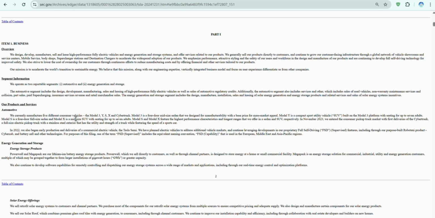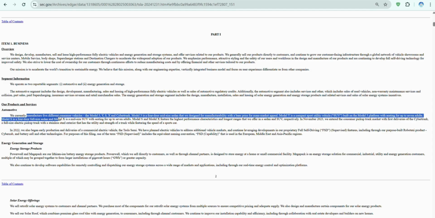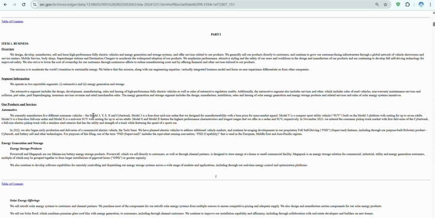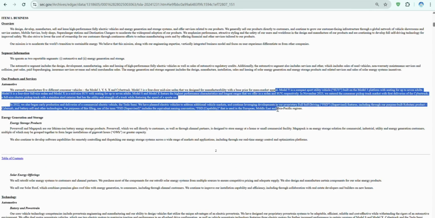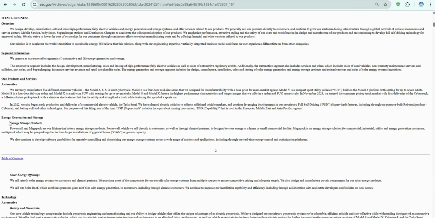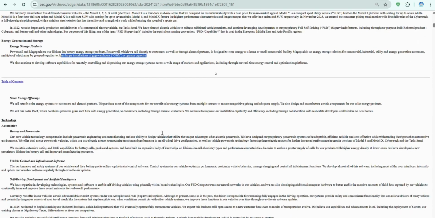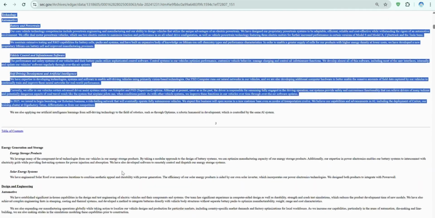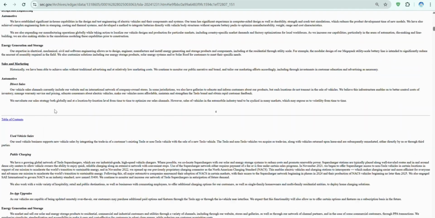And they're manufacturing 5 different consumer vehicles: Model 3, Y, S, X, and the Cybertruck. A few other things: they're building energy storage products, forming larger installations in gigawatt hours. These are some other information that you have to look into when reading the business section.